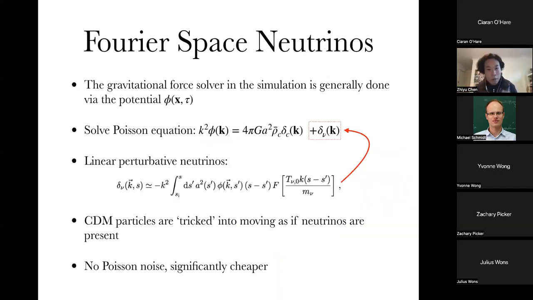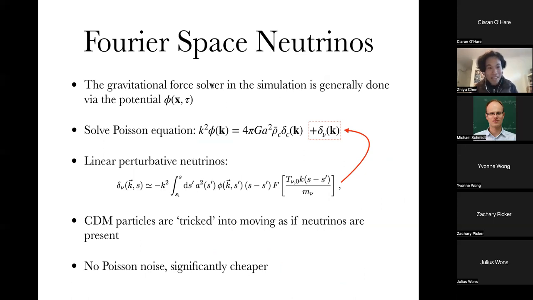The most common way to deal with this is something called Fourier space neutrinos. In this case, they avoid the issue altogether and say, you know what, it's too difficult, let's just not put in neutrino particles. Then how do we actually incorporate neutrinos if we don't put them in as particles? Well, it turns out you can cheat a bit and trick the n-body simulation into doing something it's not supposed to.